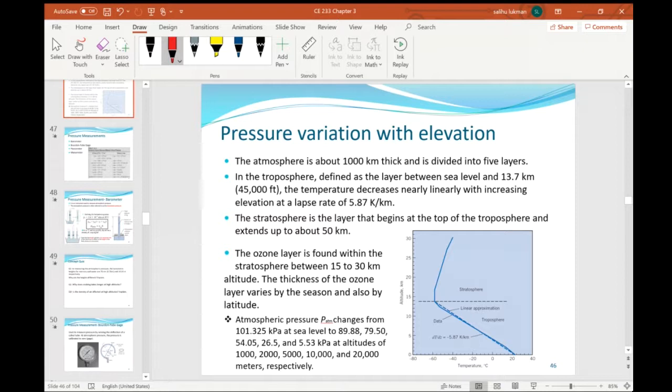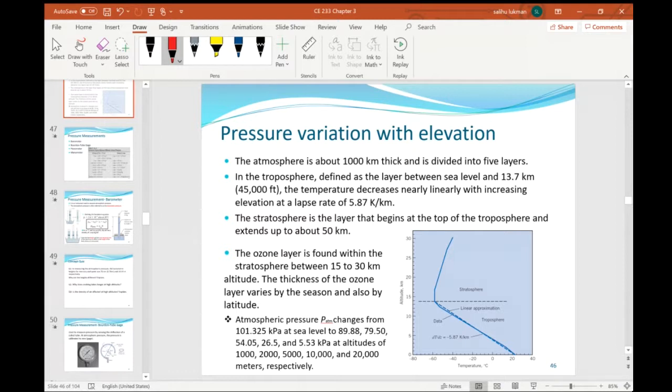Okay, and it's divided into 5 layers. In the troposphere, which is defined as the layer between sea level and 13.7 kilometers. So that is the first layer, troposphere, from sea level up to 13.7 kilometers, which is usually the layer within which our planes cruise.